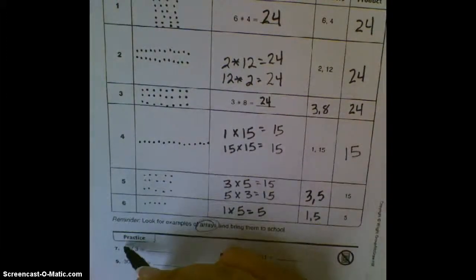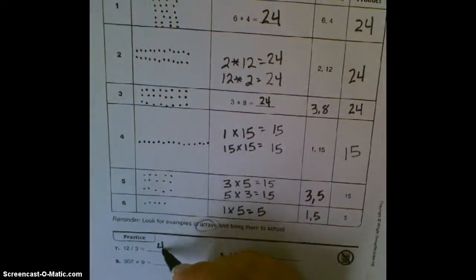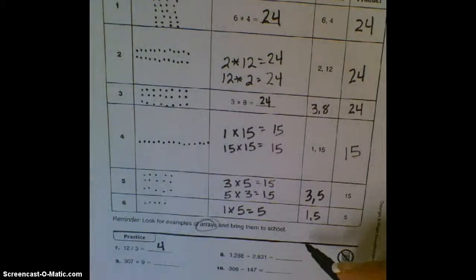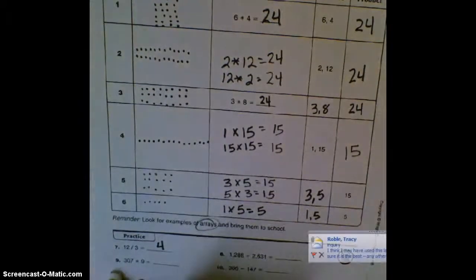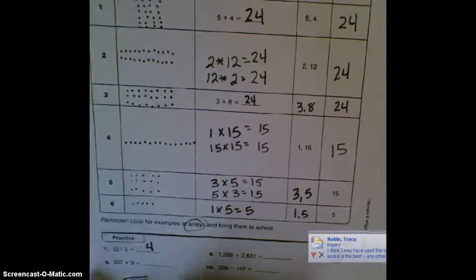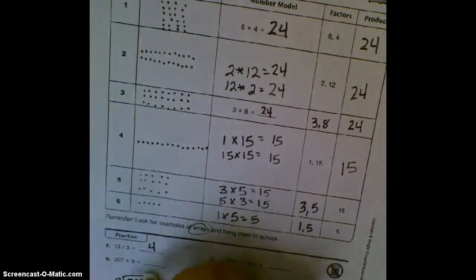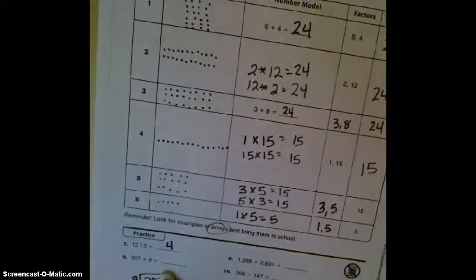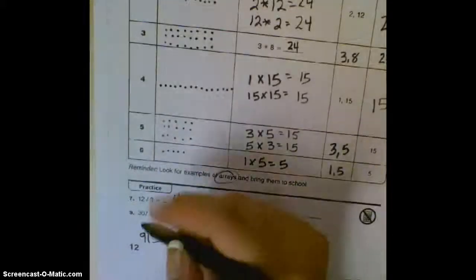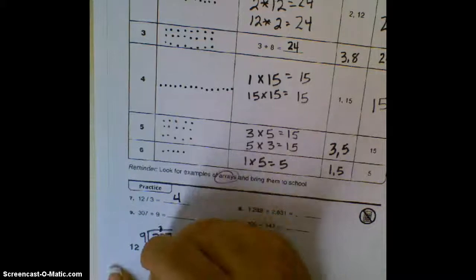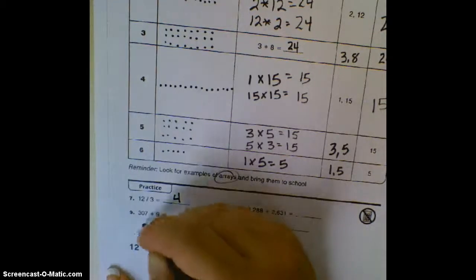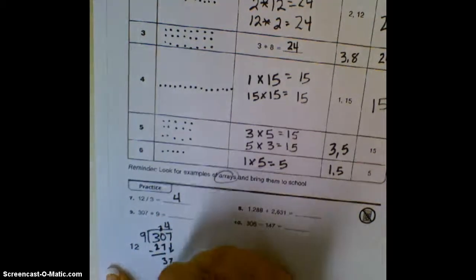And then here we're doing some dividing. 12 divided by 3 is 4. Hopefully you remember that one. This one is going to take a little thinking, at least for this teacher. I'm going to stack it this way. And I know that 3 is too small, so I need to look at it as 30. And I know that 9 times 3 is 27. And I subtract and I get 3. I bring down the 7. 9 times 4 is 36. And I subtract and I get 1.